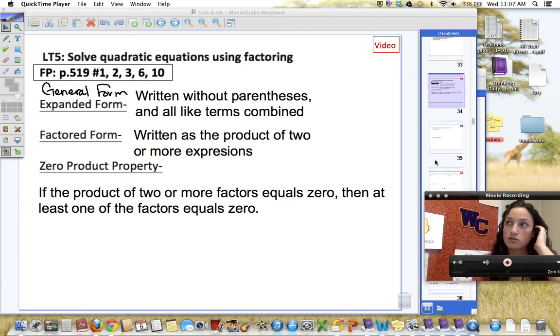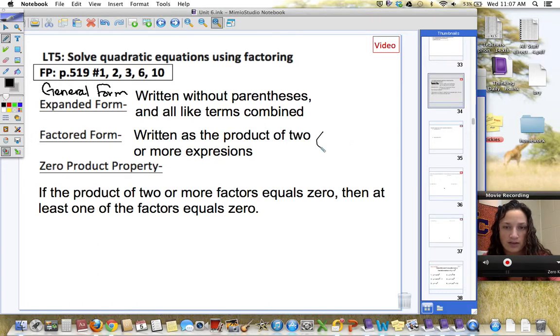Right, this is Unit 6, Learning Target 5. So the first couple parts is going to be some definitions. Expanded form, we also call that general form, and it's written out without parentheses. Everything's combined. And factored form is written out as the product of two or more expressions. So I'm going to explain this one first to show that one.